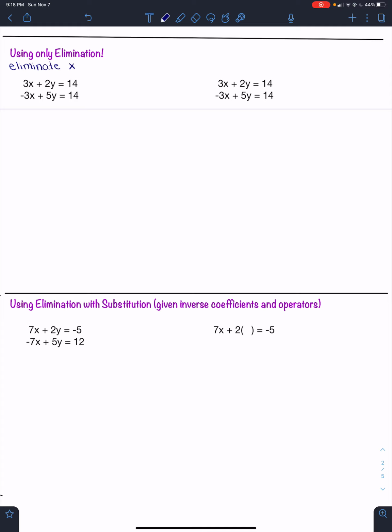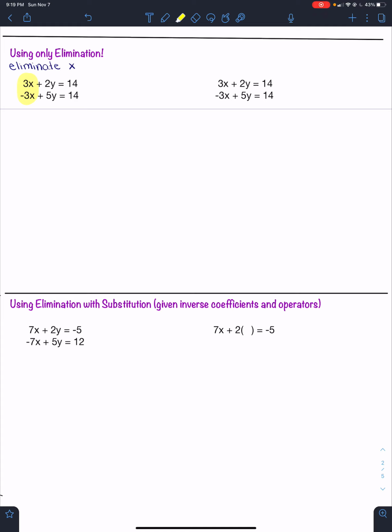Okay. Now, the two steps that I said we need to have is the coefficients of the variable need to be the exact same, and the operators need to be inverse of each other. So looking at the x's in this case, both coefficients are 3, and the operators, one is positive, one is negative. Now, with the y's, I couldn't look at that because they're not the same coefficient. 2 and 5 are not the same coefficient, so I'm not going to look at those ones right now.